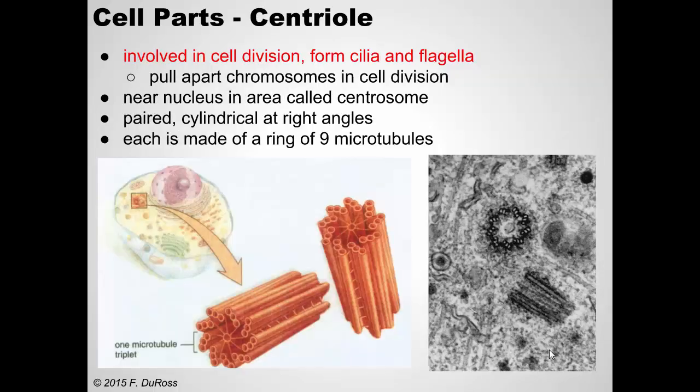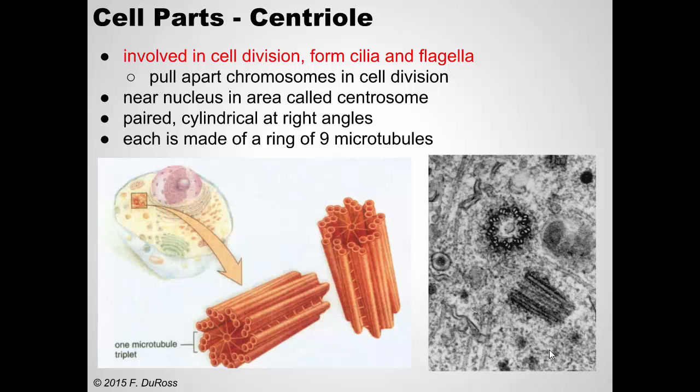And then our last organelles are involved in what we call the cytoskeleton. Centriole is an organelle, or a cell structure, that is involved in the division of the cell. It also is important in forming cilia or flagella in cells that have those parts. Centriole is involved in pulling apart the chromosomes during mitosis and meiosis. And it's generally found in an area near the nucleus.